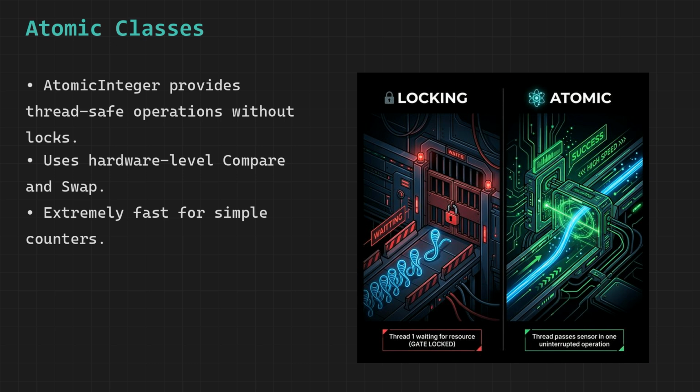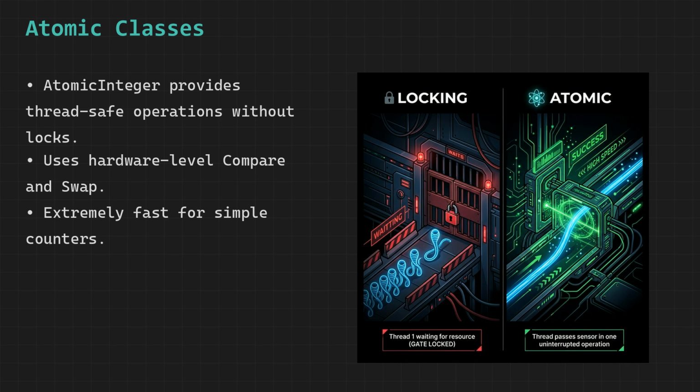To understand this better, imagine a shared digital counter that multiple people are trying to increment at the same time, and instead of forcing everyone to stand in a queue and take turns using a key like in a lock-based system, the atomic approach allows each person to attempt the update directly but only succeeds if the value has not changed in the meantime, and if it has changed, the operation is simply retried automatically until it succeeds, which eliminates waiting and keeps the system highly responsive.